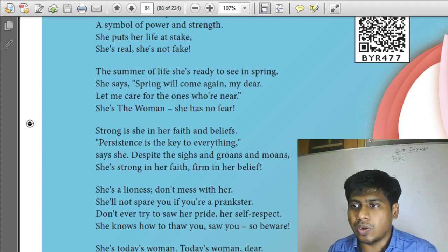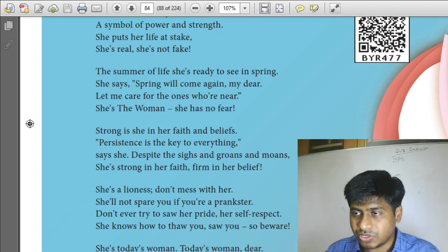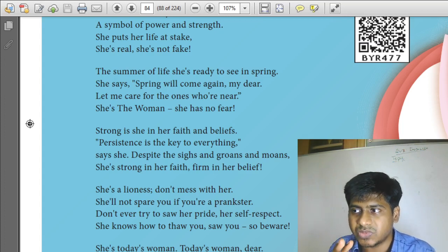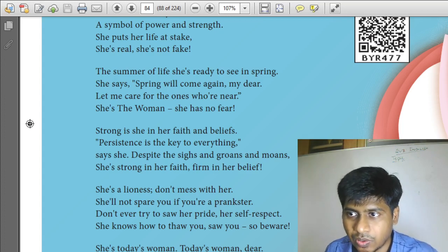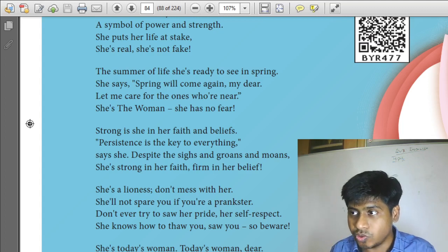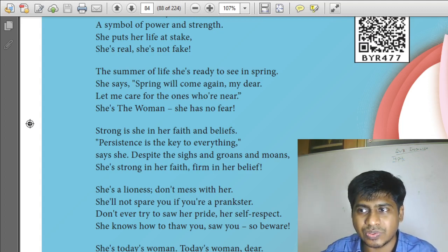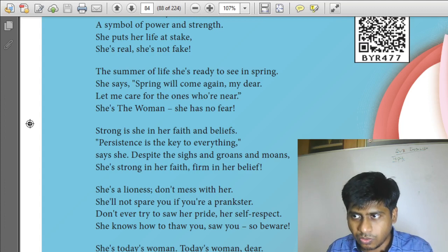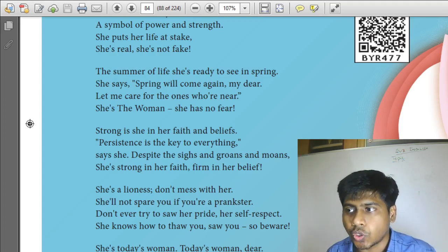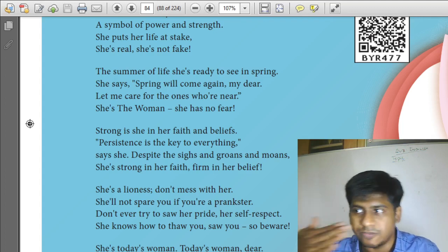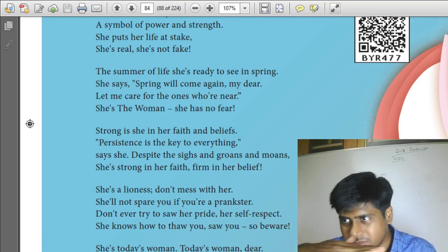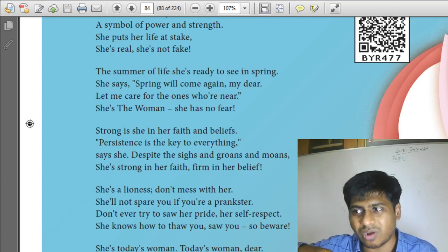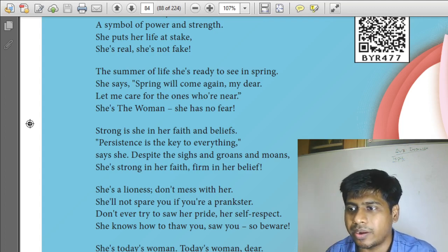Don't ever try to saw her pride. Don't try to see the other side of her, her self-respect, her esteem. She knows how to thaw you. Thaw you means heat you, how to fry you. She knows how to thaw you, and saw you, so beware, a rhyming word: thaw, saw. And here saw is not the past tense of seeing. Sawing means how you saw a tree, how you cut a tree. So she will thaw you, fry you and saw you, so beware.